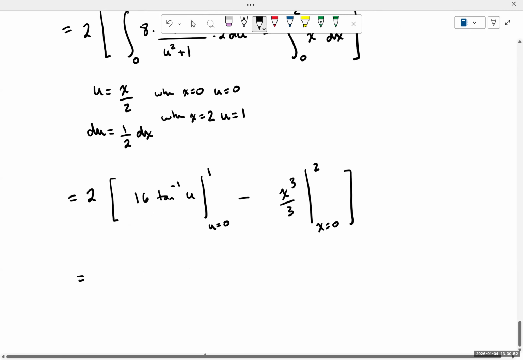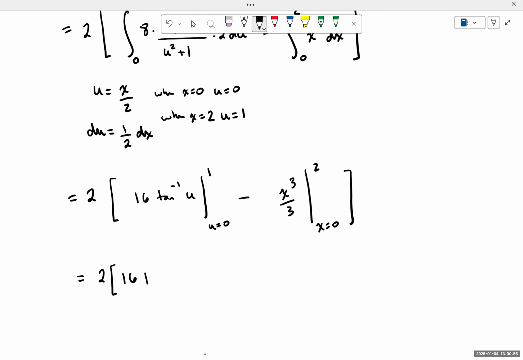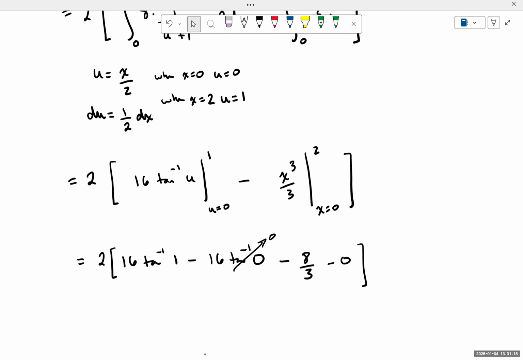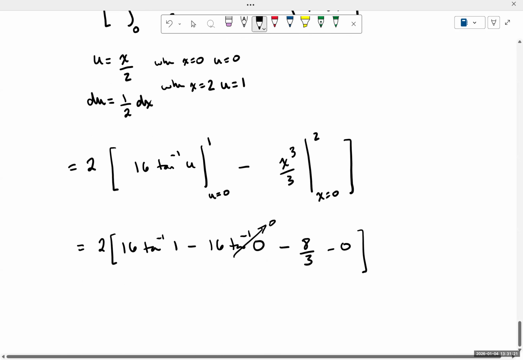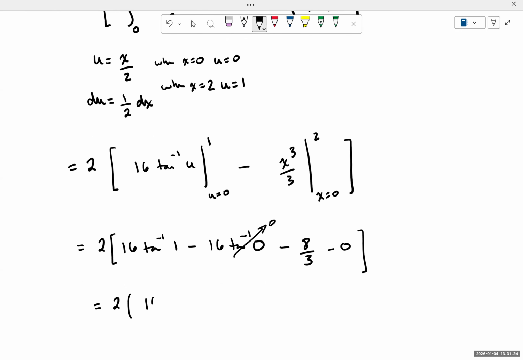All right, so what do we have here? 2 times 16 inverse tan of 1 minus 16 inverse tan of 0 minus 8/3. Yes, minus 0. Okay. All right, so inverse tan of 0 is 0, right? And inverse tan of 1 is pi over 4. That's the thing you should know. Okay, so this is 8 pi minus 16 thirds.